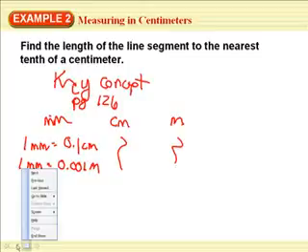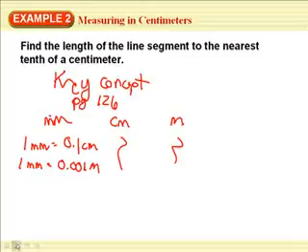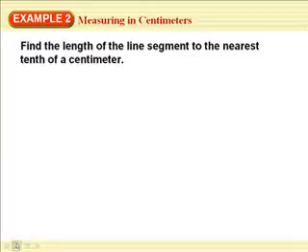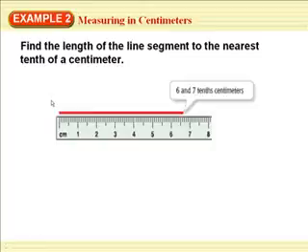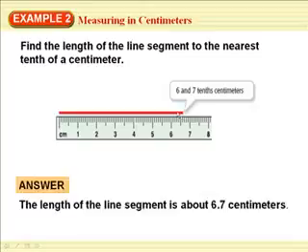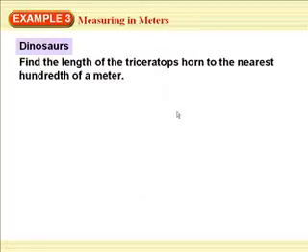Let me go here and see if I can erase my work. All right, find the length of the line segment to the nearest 1/10 of a centimeter. So notice it gives us the answer. It goes between 6 and 7, so it's going to be 6 and it's 5, 6. I was going to say 6 and 6, but they say 6.7 centimeters. That's really the exact thing that we were doing before.